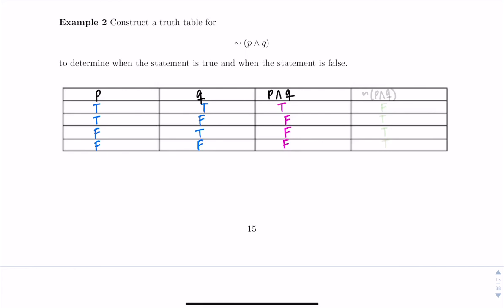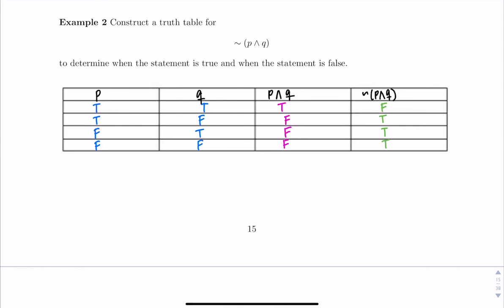And so now that we have the truth values for the and statement, we want to negate what we just found in the previous column. All we do for negation is take the truth value and make it the opposite. So the first row will become a false statement. The second row becomes true. The third row becomes true. And so does the fourth row. So the only time this statement is false is when P and Q are both true statements. And in all the other categories, it's a true statement.